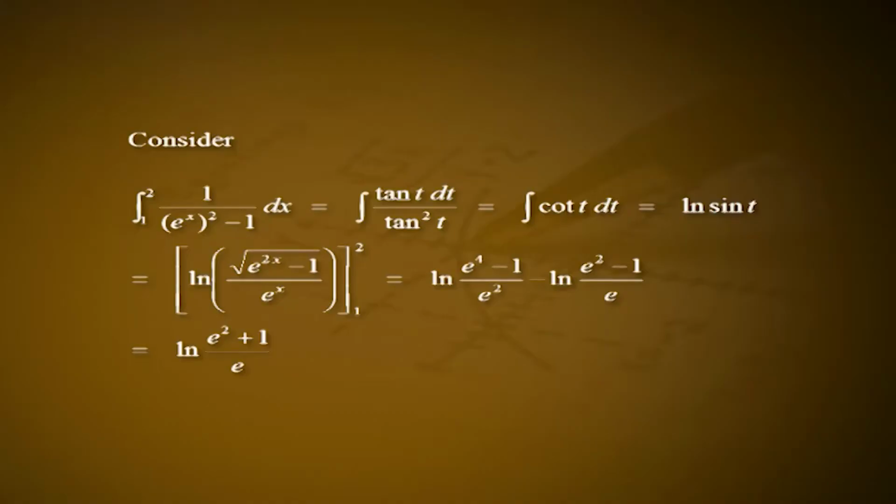Consider integral from 1 to 2 of 1/(e^(2x) - 1) dx, which is equal to the integral of tan t dt divided by tan^2 t, which is the integral of cot t dt, which is log sin t. That is log of square root of (e^(2x) - 1)/e^x between the limits 1 to 2, which is equal to log of (e^4 - 1)/e^2 minus log of (e^2 - 1)/e, which is equal to log of (e^2 + 1)/e.